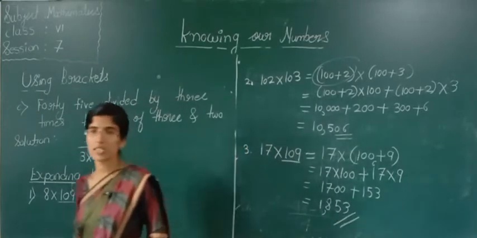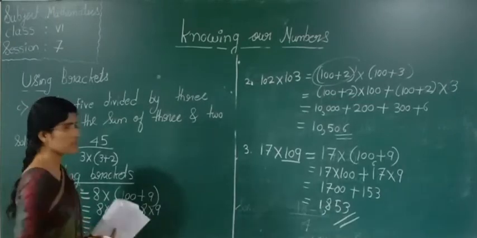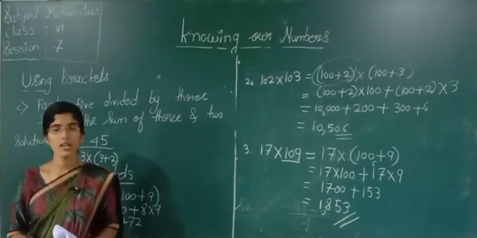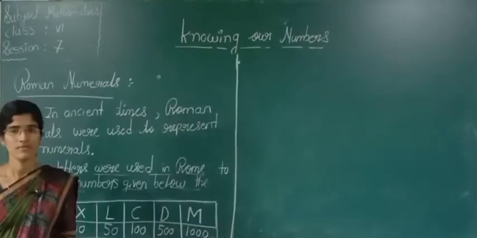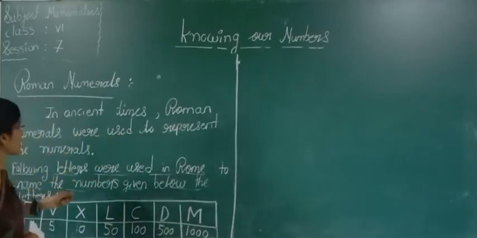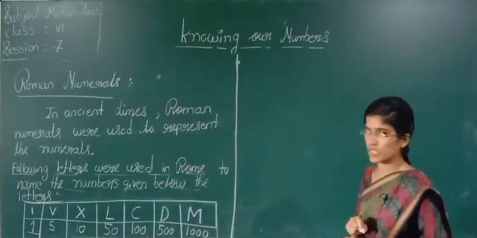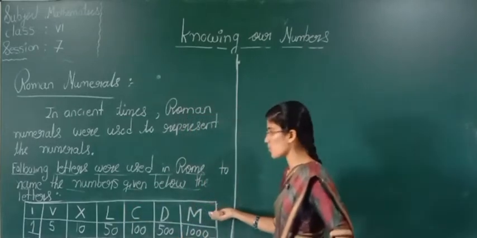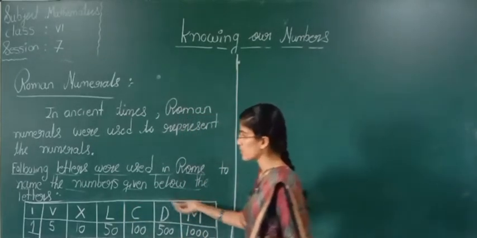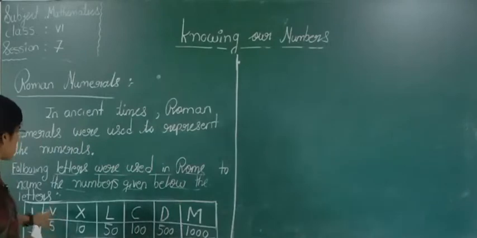So using brackets we have solved this, right? So next we will see what are the Roman numerals. In ancient times, Roman numerals were used to represent the numbers. Here the following letters were used in Rome to name the numbers.